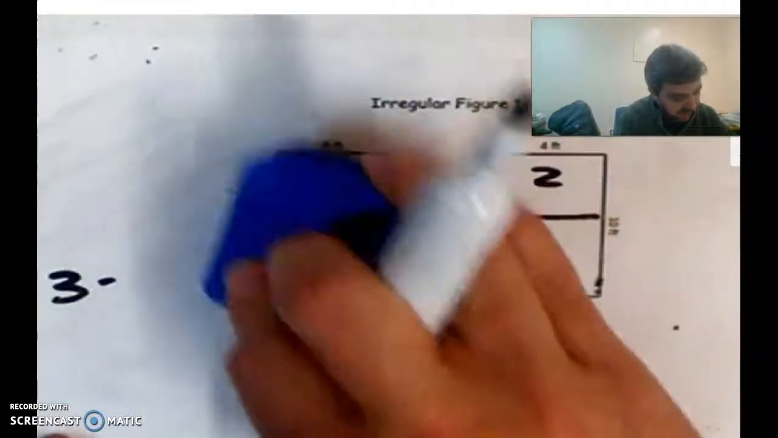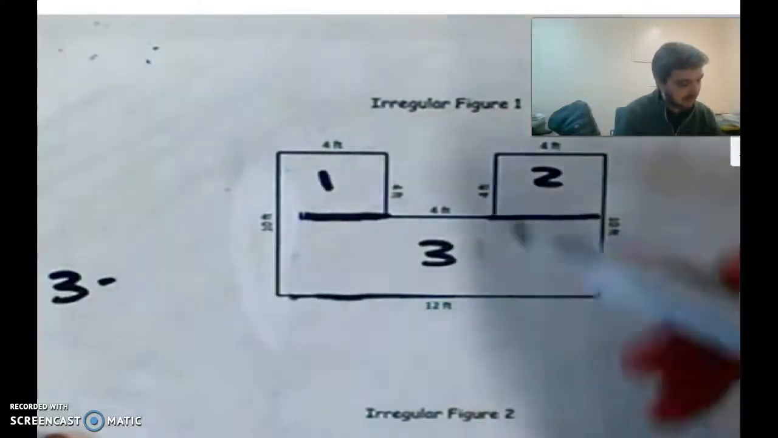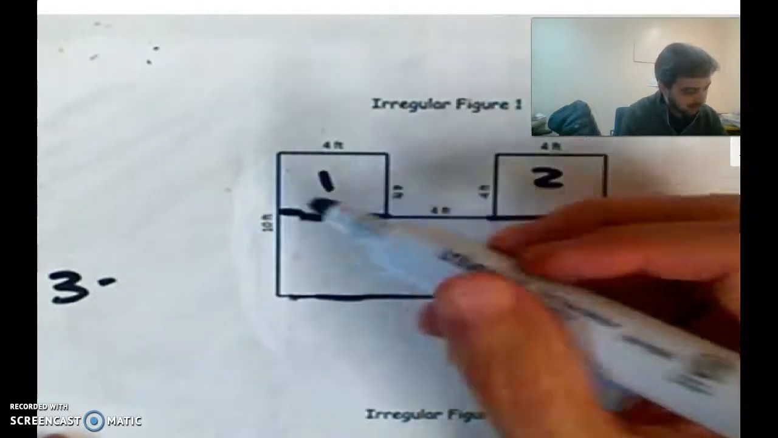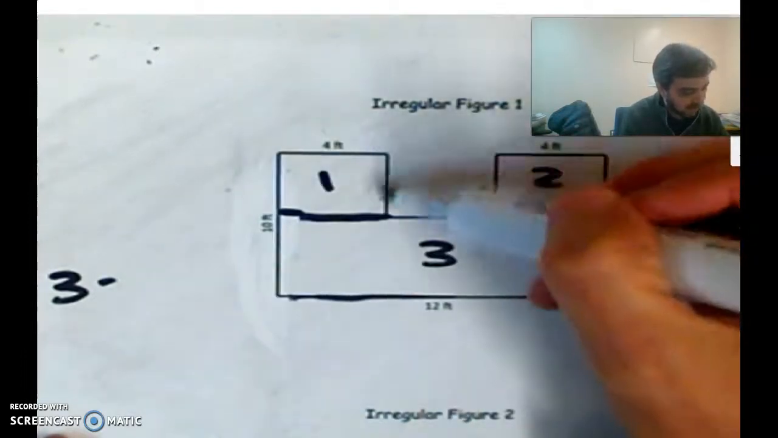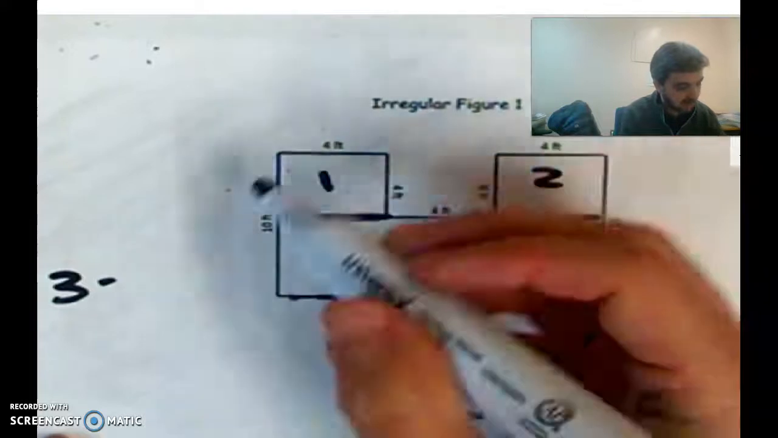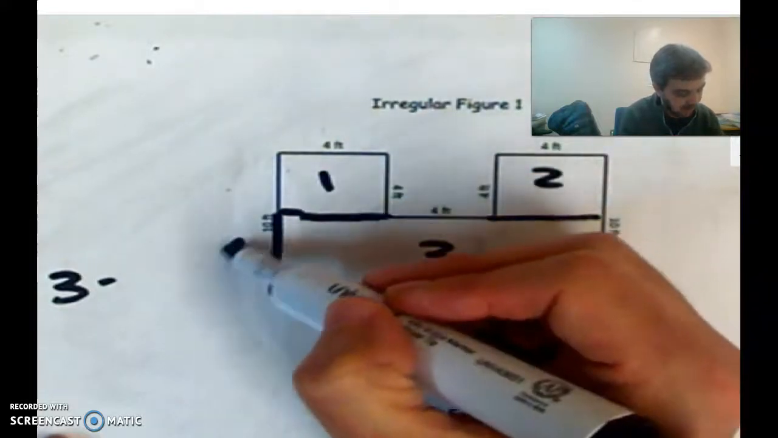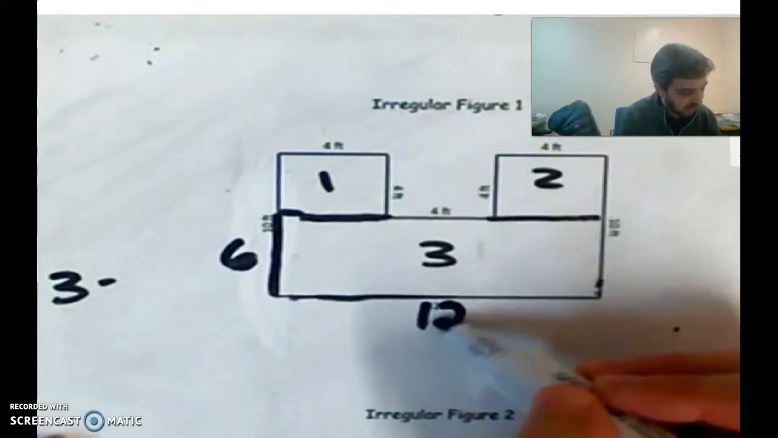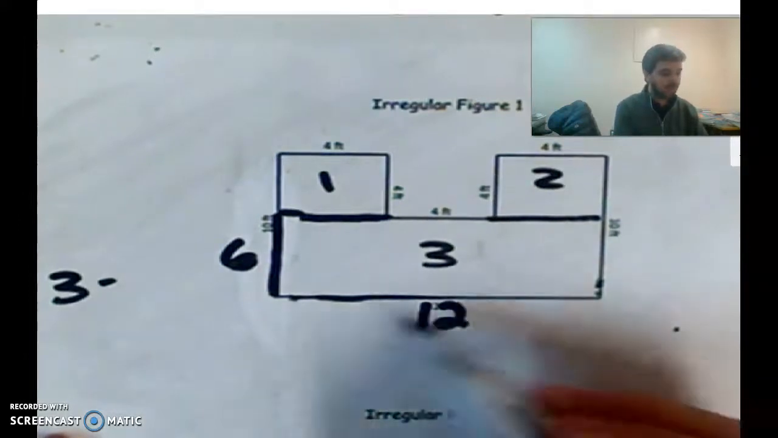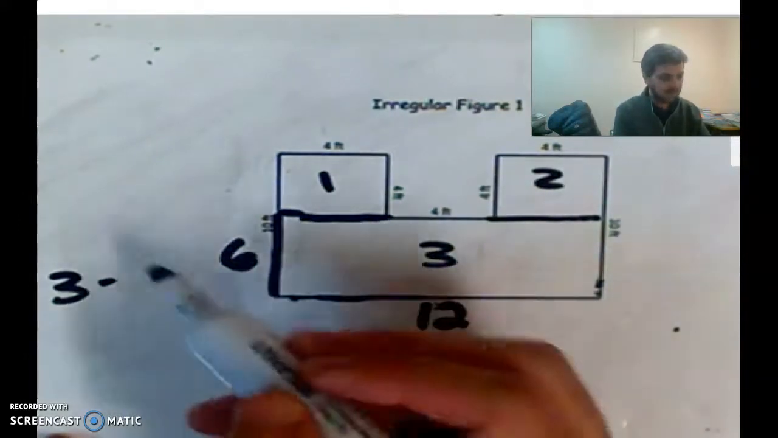But again, we said we know that's got to be 6, right? Because if this is 10 and that's 4, then 4 plus 6 more would give me the 10. So we've got 12 times 6. All right, what is that? 72.